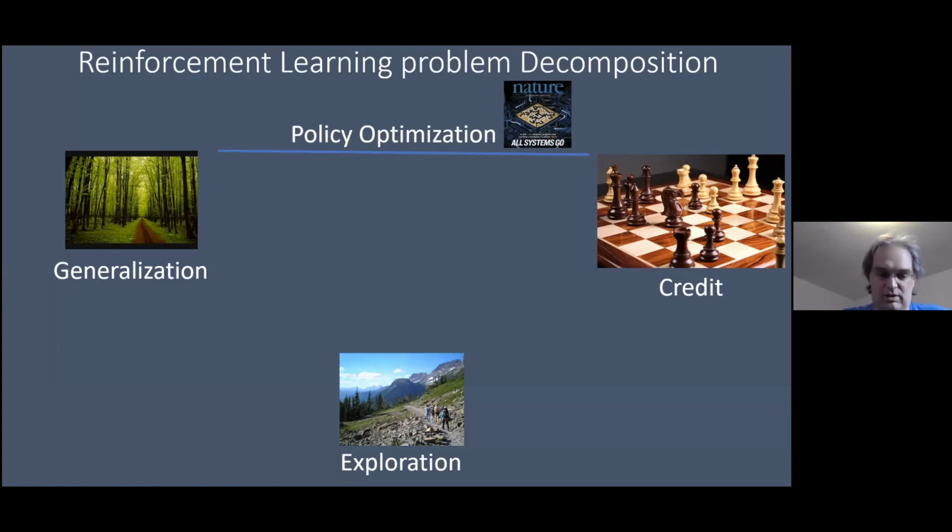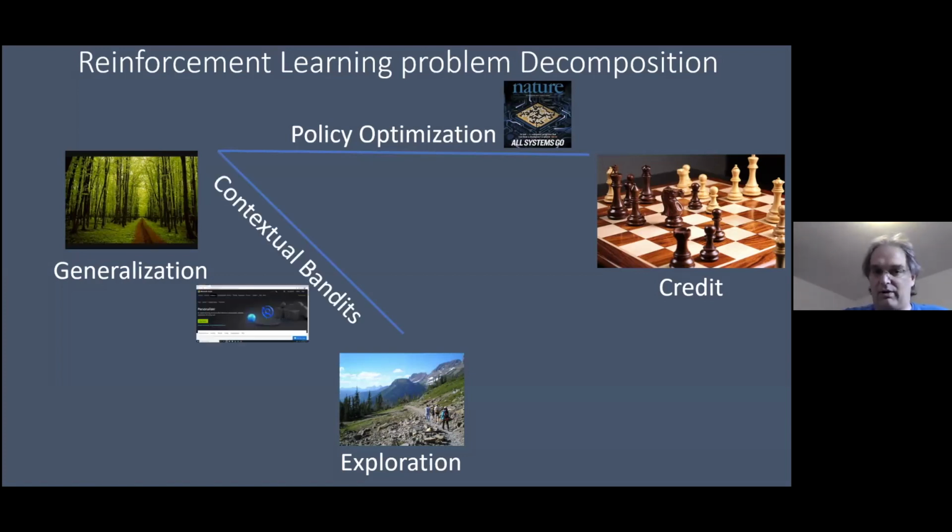The solution to Go that the DeepMind folks worked on is, I think, a good example of policy optimization as a strategy to solving problems. And then if you're trying to solve generalization and exploration together, that's really what contextual bandits is getting at. So in contextual bandits, you're just dealing with the immediate one-step reward.